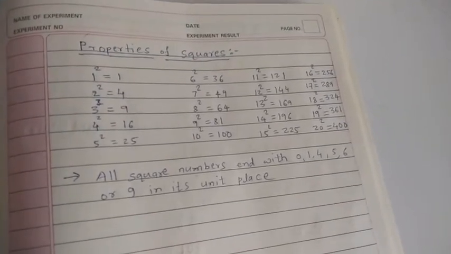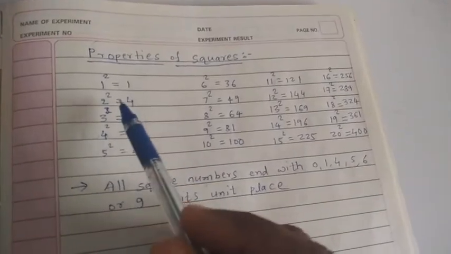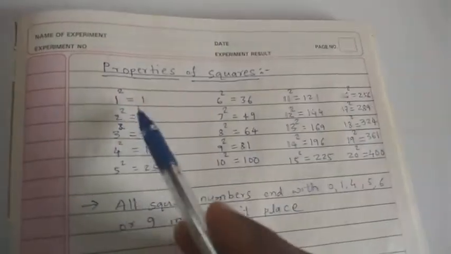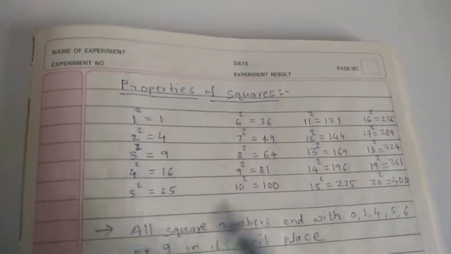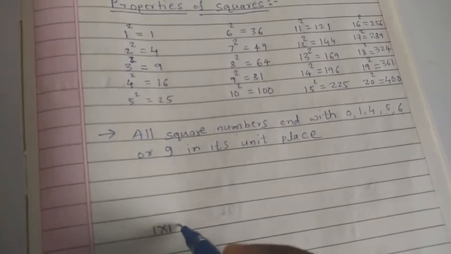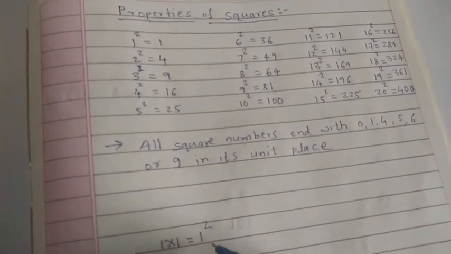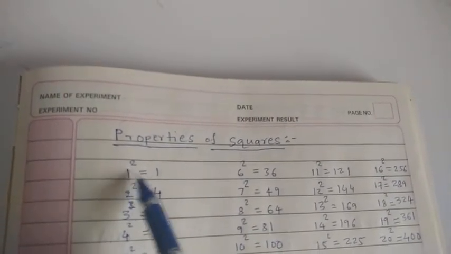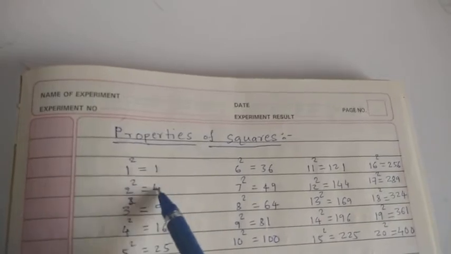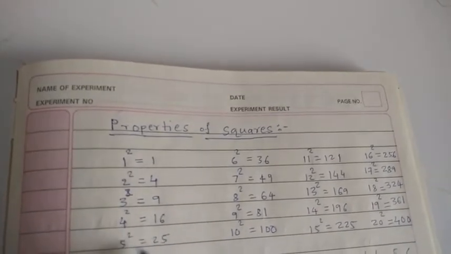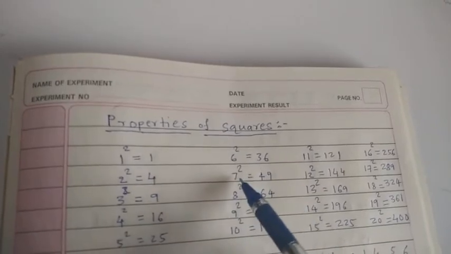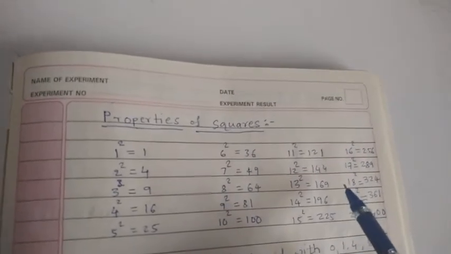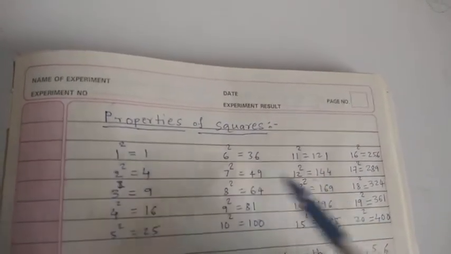Students, all of you see here. Here I wrote the square numbers from 1 to 20. 1 square means 1 into 1, and I simply write this in the form of an exponent like this. The square of 1 is 1, 2 is 4, 3 is 9, 4 is 16, 5 is 25, 6 is 36, 7 is 49, 8 is 64, 9 is 81. All these are the squares of the given numbers respectively.